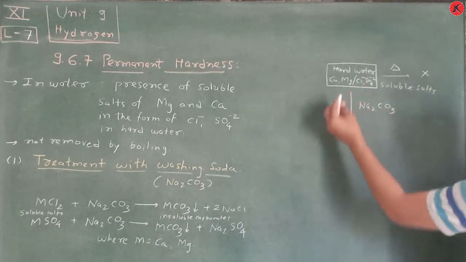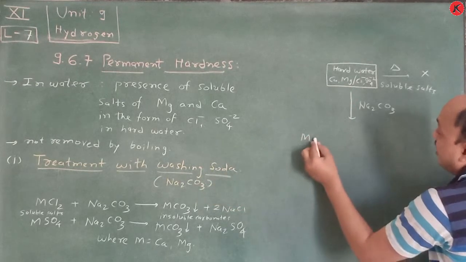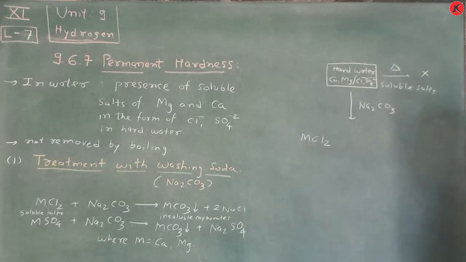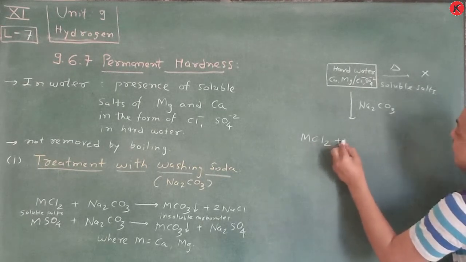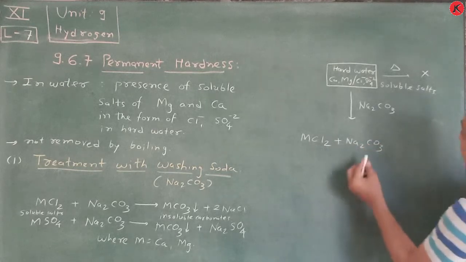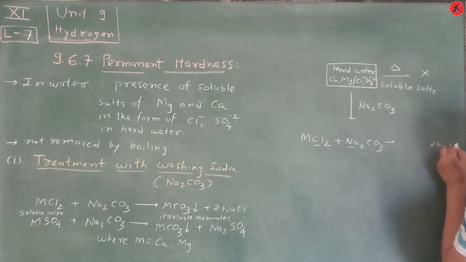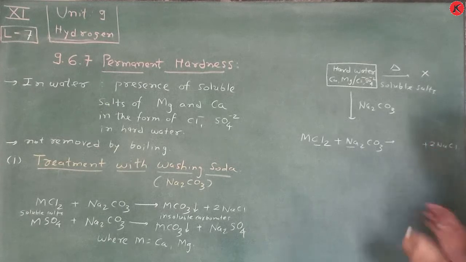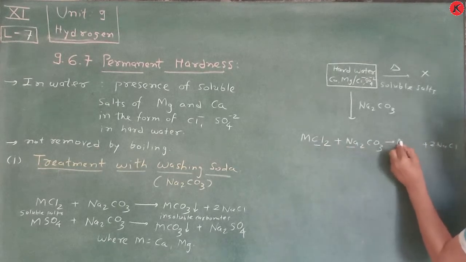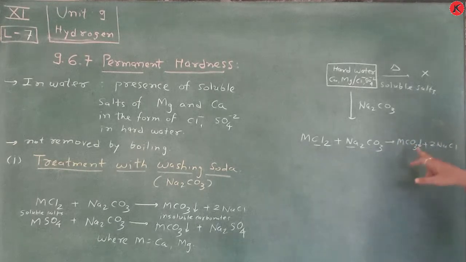Now you see that. Suppose instead of writing Ca and Mg, we write M, according to this equation, MCl2. This is a soluble salt. When it reacts with Na2CO3, you see, twice Na and twice Cl, that means here 2NaCl is formed, and here MCO3, which is known as a precipitate. That's why we have to filter it out, and whatever water remains is soft water.